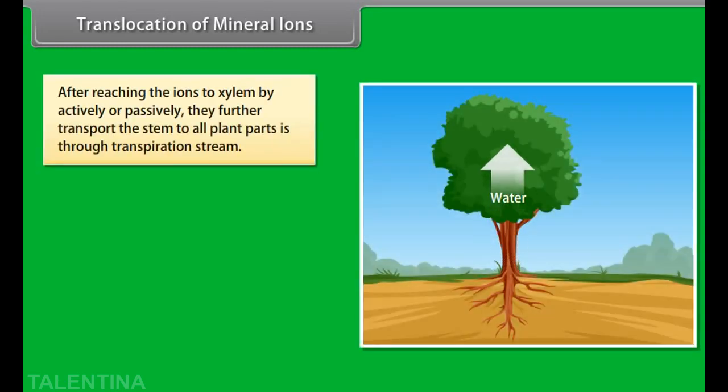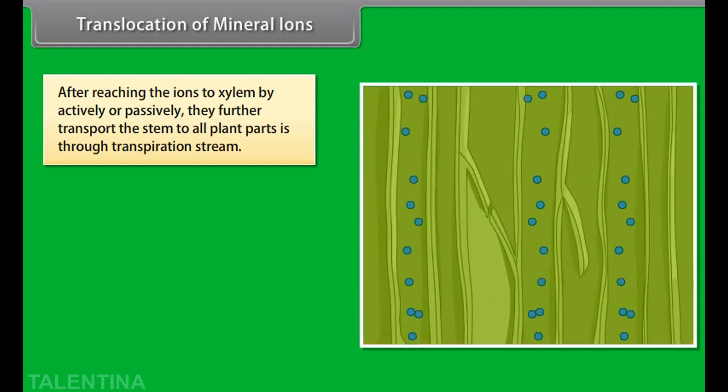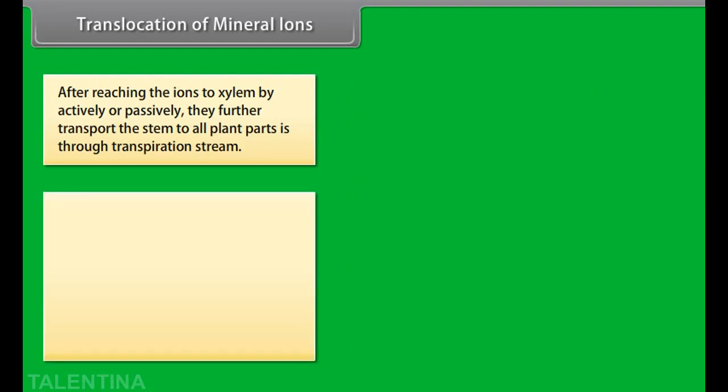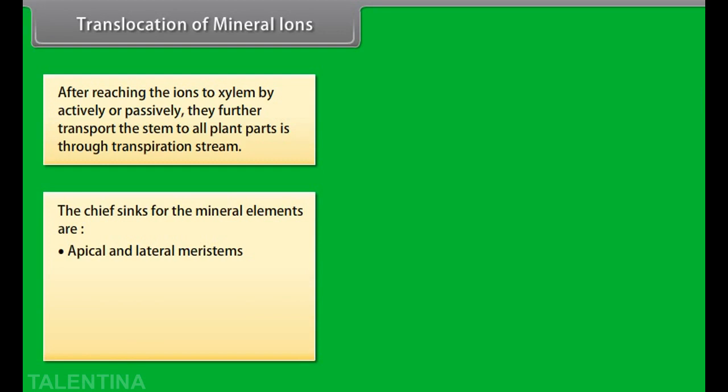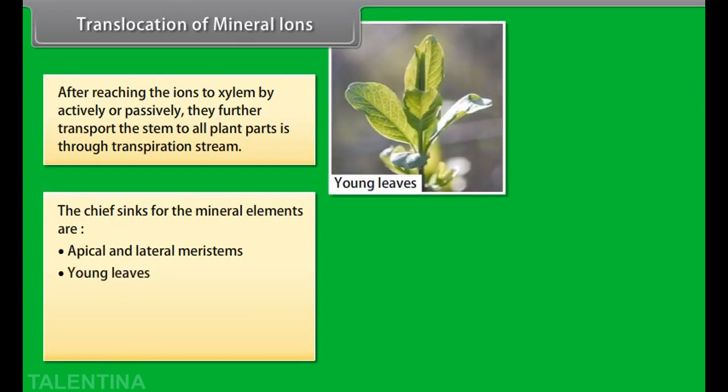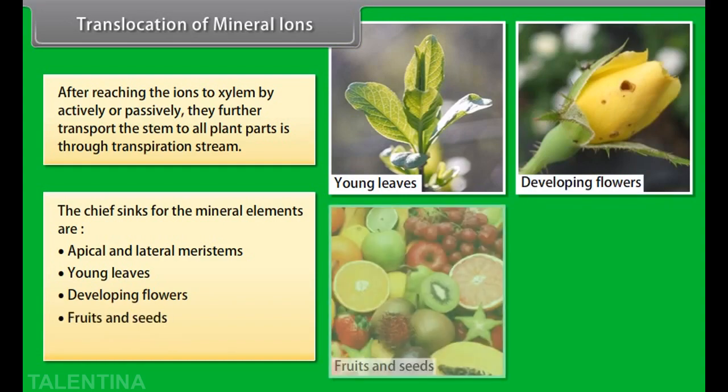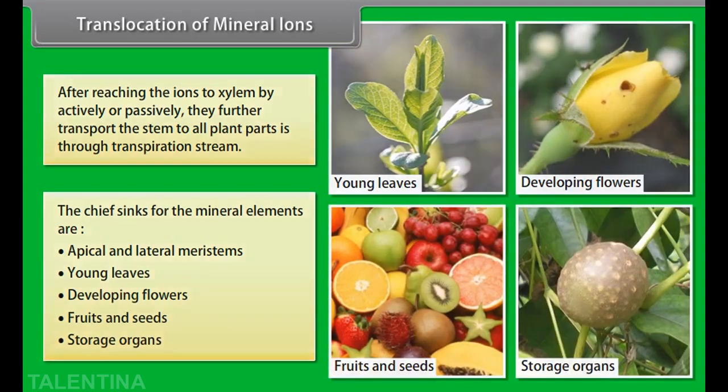After the ions have reached the xylem through active or passive uptake, or a combination of the two, their further transport up the stem to all parts of the plant is through the transpiration stream. The chief sinks for the mineral elements are the growing regions of the plant, such as the apical and lateral meristems, young leaves, developing flowers, fruits and seeds, and the storage organs.